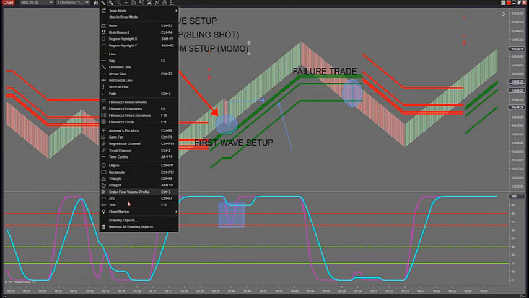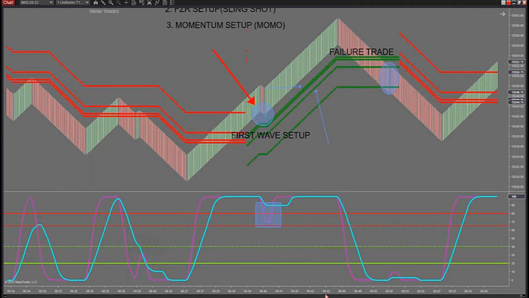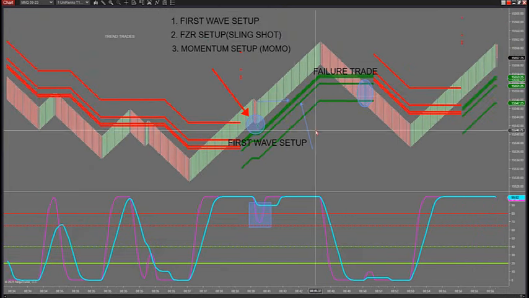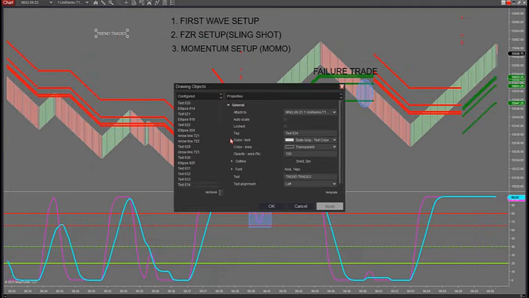So these are all trend setups. We only have four setups. We have three with trend and one counter trend trade setup. These are trend trades. If you don't want to counter trend trade the market, you should only look for these three setups in the market every single day on every single market. You don't need to learn any other setups.